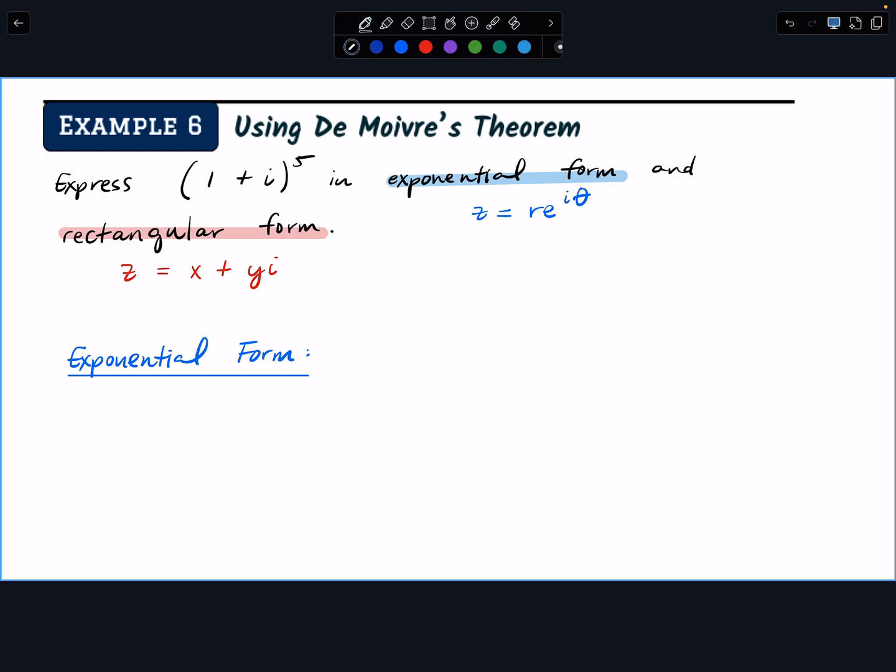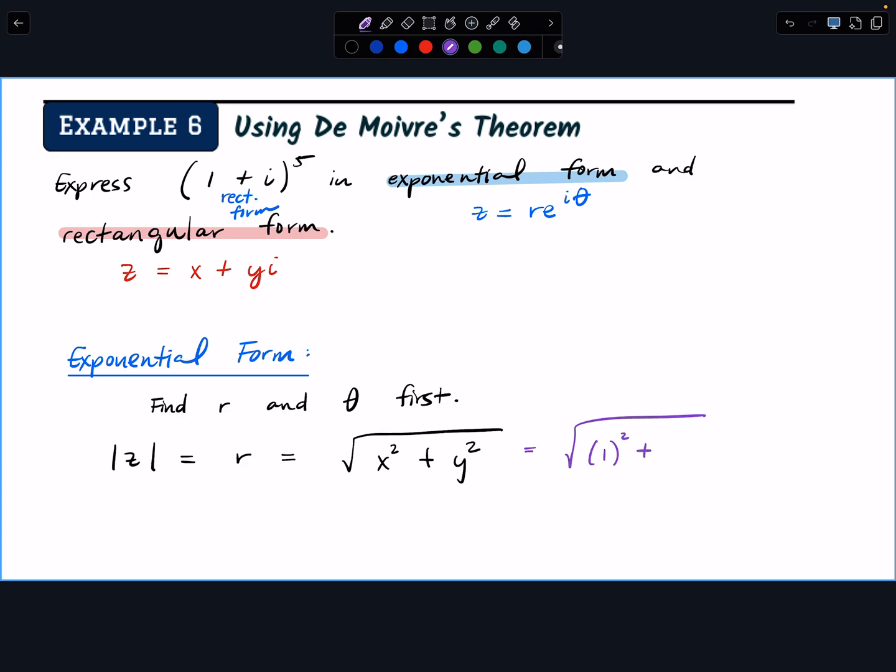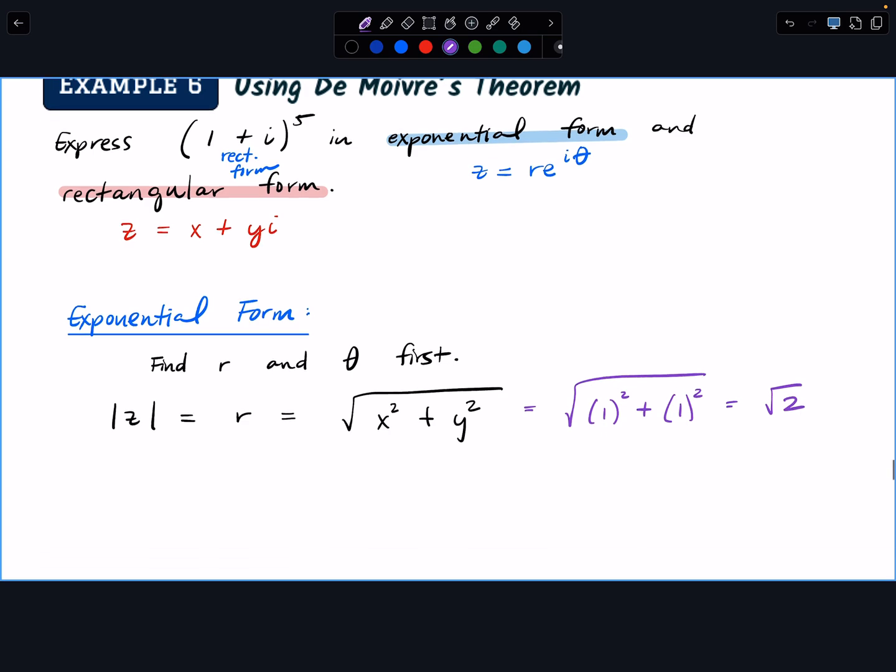I remember when I took these classes, I was confused because I was like, what does that even mean? They all mean the same thing. So find r and theta first. So r is equal to what we call the magnitude of z. And from the first section of our notes, to find r, do you guys remember it was just the square root of x squared plus y squared? So we can kind of think about this right now. This right here is kind of like rectangular form. So x is just going to be 1 squared plus this coefficient right here is also 1i. So it's going to be 1 squared. So it's just going to be square root 2. So this is my r.